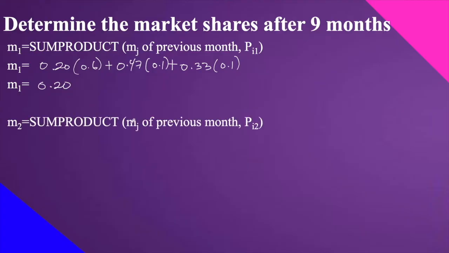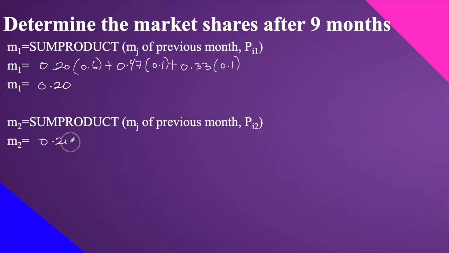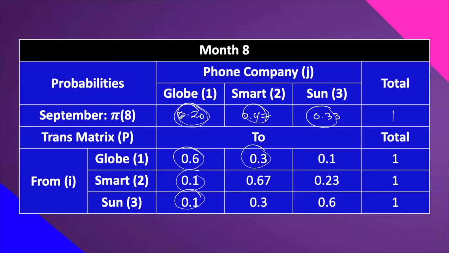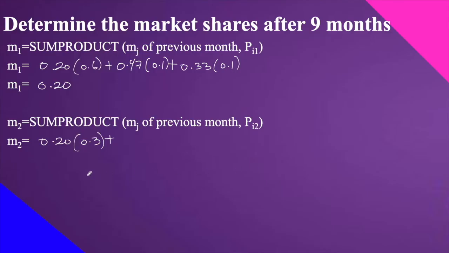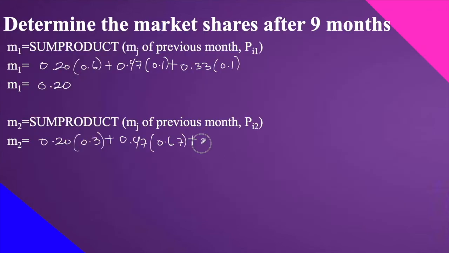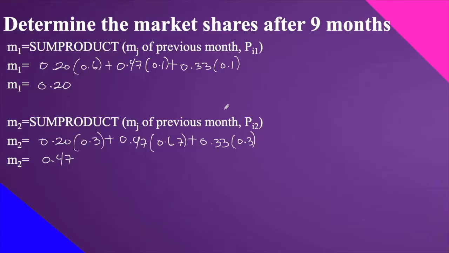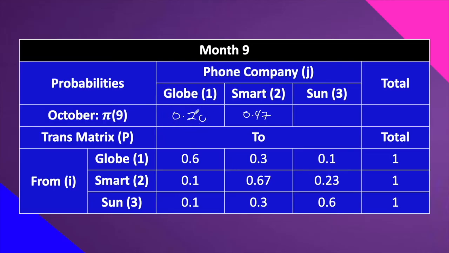Next, M sub 2, sum product of M sub J of previous month and P sub I2. Ito po yung column na yun. 0.20 times 0.3 plus 0.47 times 0.67 plus 0.33 times 0.3. This is equivalent to 0.47 or 47% market share for Smart after 9 months. Lagay natin dito, no, 0.47. Month 9 table na po tayo and 0.20 for 9th month.